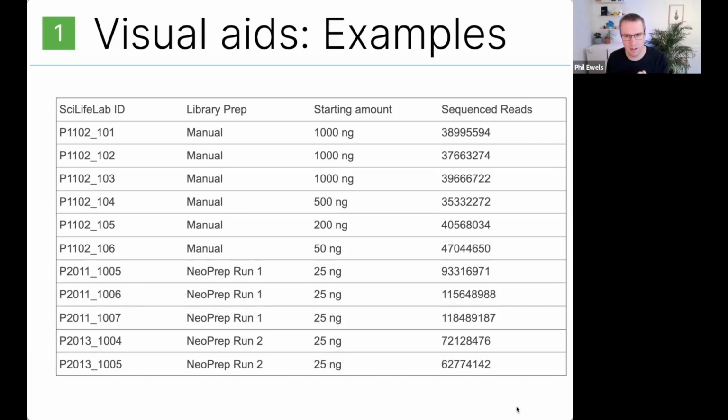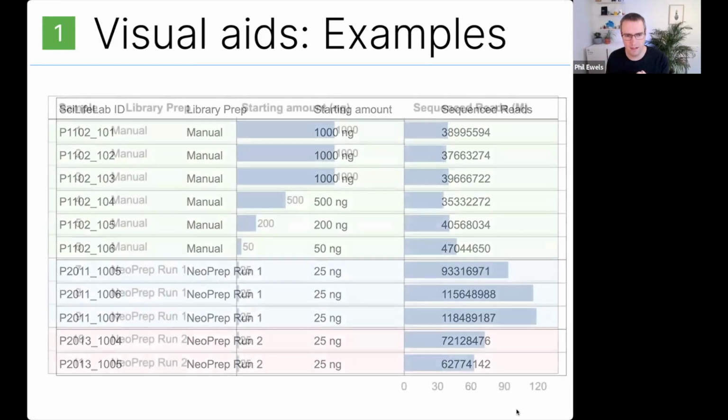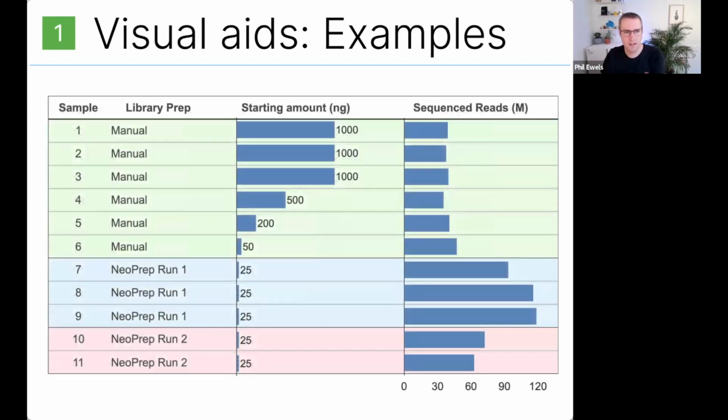So I went back and thought about how I could handle this and turn that table into this. Sample ID is now just a simple number. That's plenty enough. Library prep is still there, but we've background colored into the groups so you can see at a glance what the different groups are. Starting amount I've made into a bar plot, but I've kept the labels. So we still have the numbers easy to read, but you can very quickly see the relative proportions. And sequence reads, I've got rid of the numbers completely because they were distracting. It's just a bar plot now with an axis.